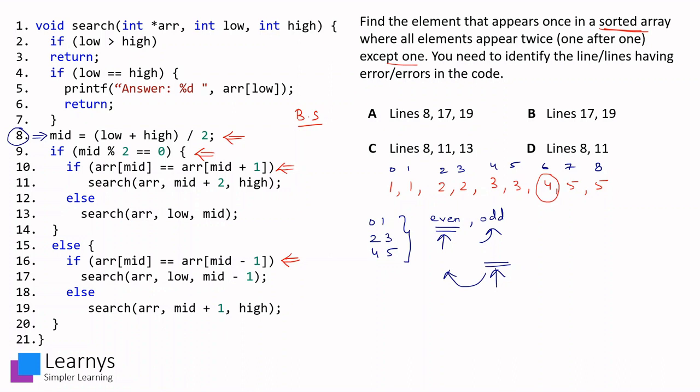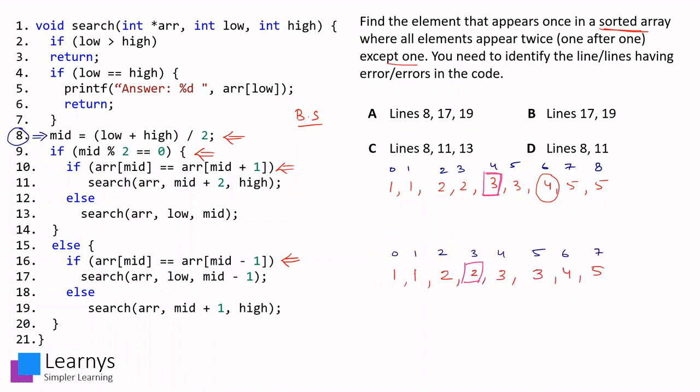If they are found to be matching, then I can say that wherever I am till here, all the elements before it were in sorted order and they were always appearing twice. If not so, then we will have to move either to the left or to the right.